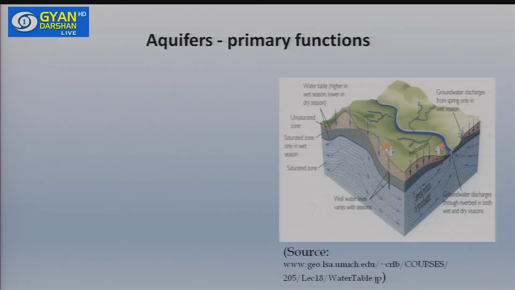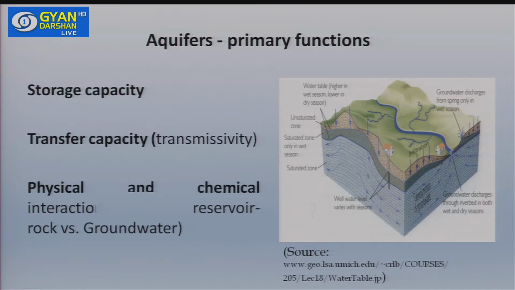Now there are three functions of an aquifer. One is storage capacity, the storage coefficient. Second is the transfer capacity, transmissivity. And third is the physical and chemical interaction capacity. These are the three factors which are important to understand about the aquifer.